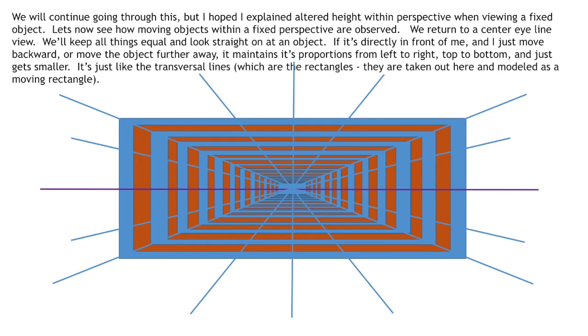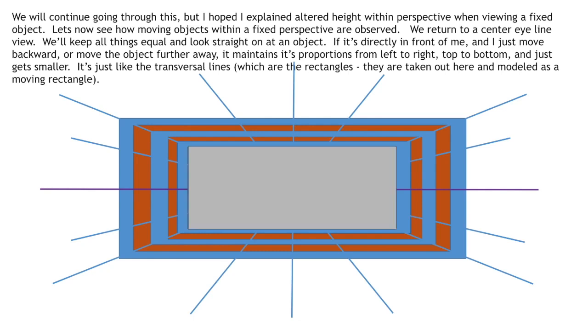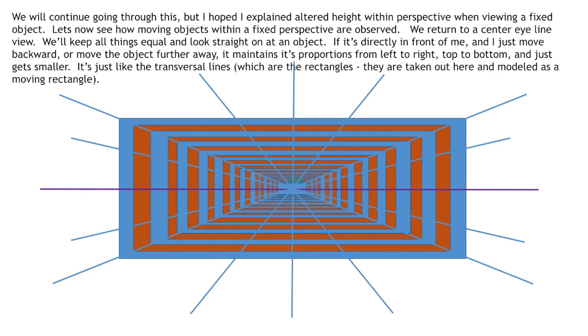It's just like if I put transversal lines, which are our rectangles, and I pulled them out, and they are taken out and just modeled as if they are moving rectangles. So you can kind of see the effect here. They're getting closer, getting closer, getting closer. They're all in proportion to one another. They're getting further, getting further, getting further, all in proportion.